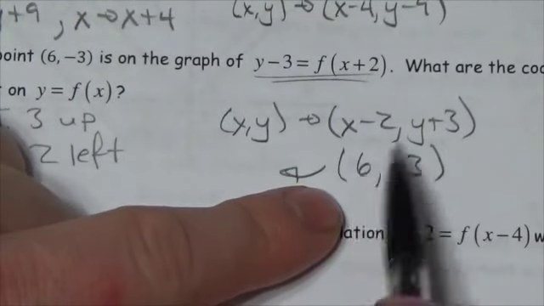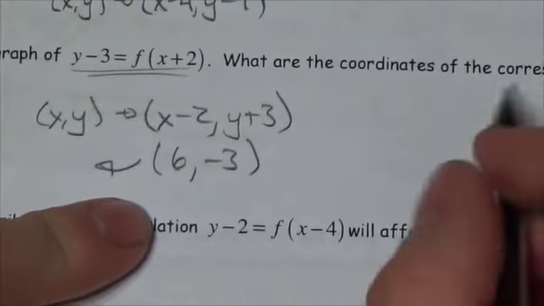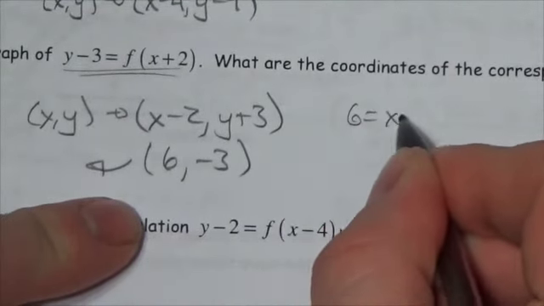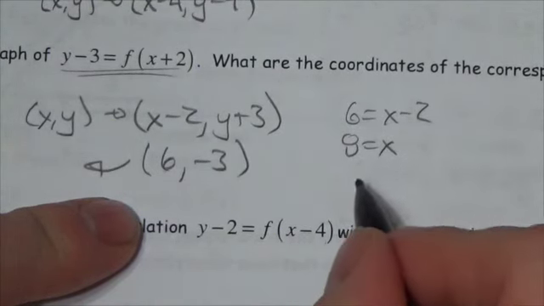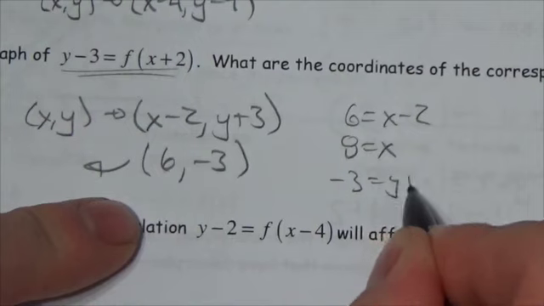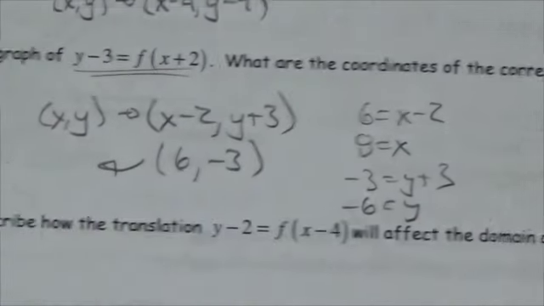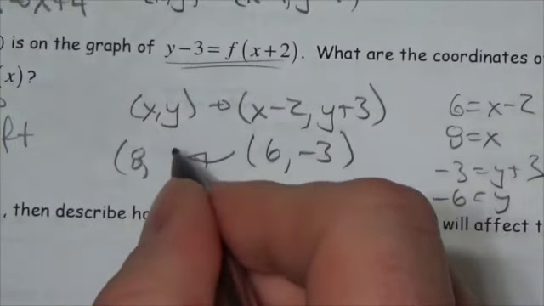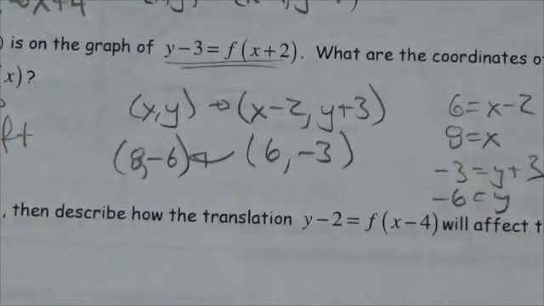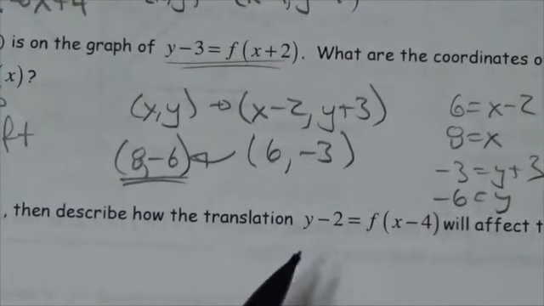Well, now let's take a quick look at this. If 6 is equal to x - 2, bring that over, that means 8 is equal to x. If -3 is equal to y + 3, y is equal to -6. So the original point was the point (8, -6). Okay, that is the answer that they're looking for.